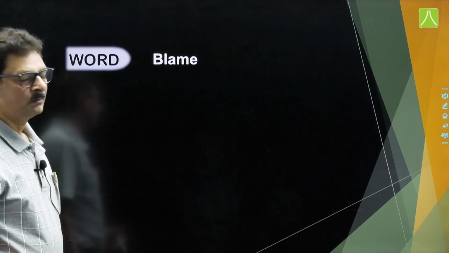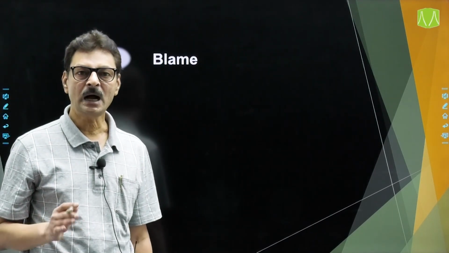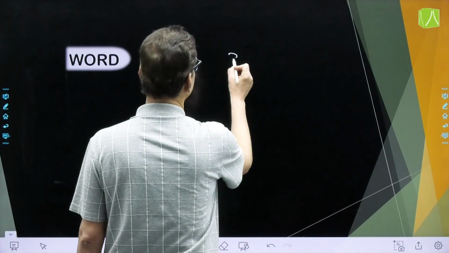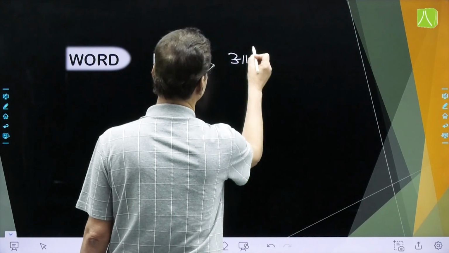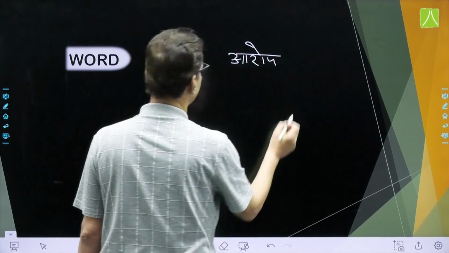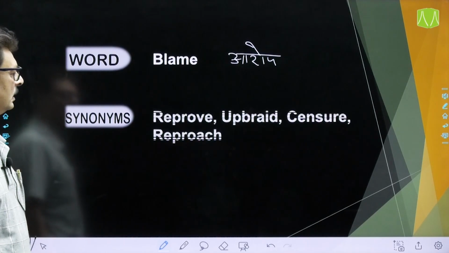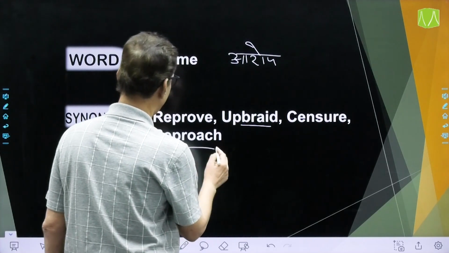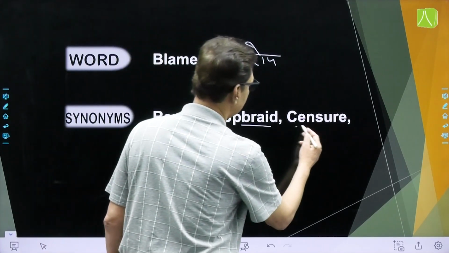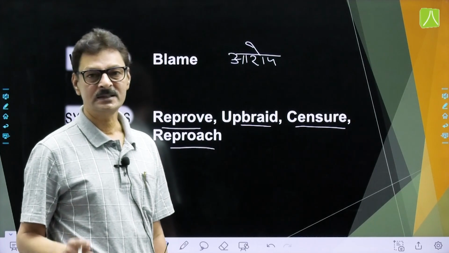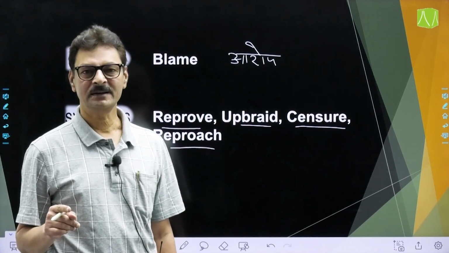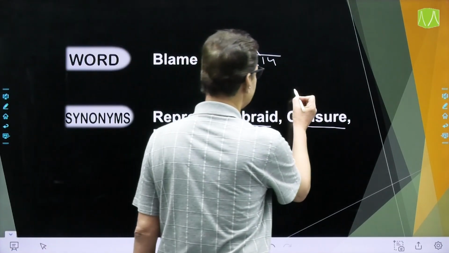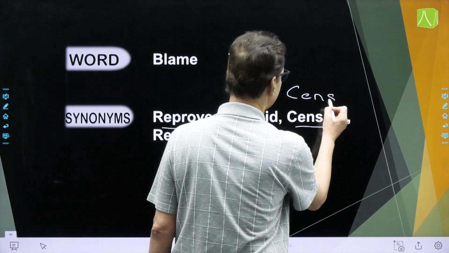Next one is blame. What is blame? Blame is आरोप. Blame is आरोप लगाना. Synonyms will be upbraid, censure, reprove. Yes, censure, criticize, blame, आरोप लगाना. Yes, and friends, इस वर्ड से कंफ्यूज मत हो जाना.